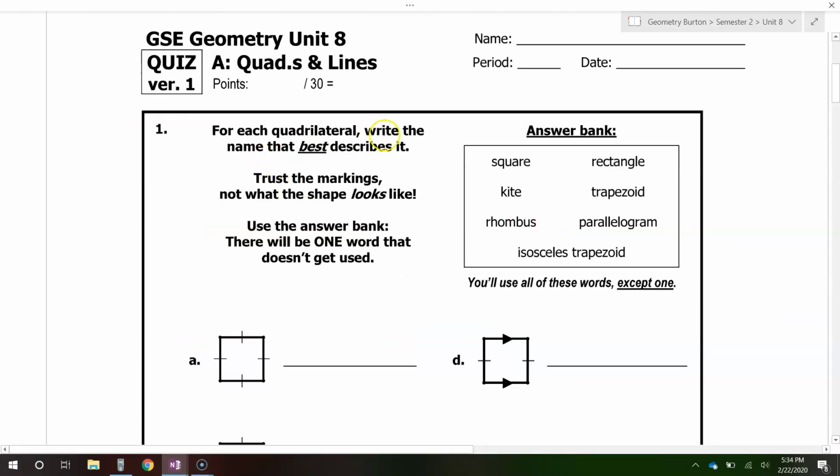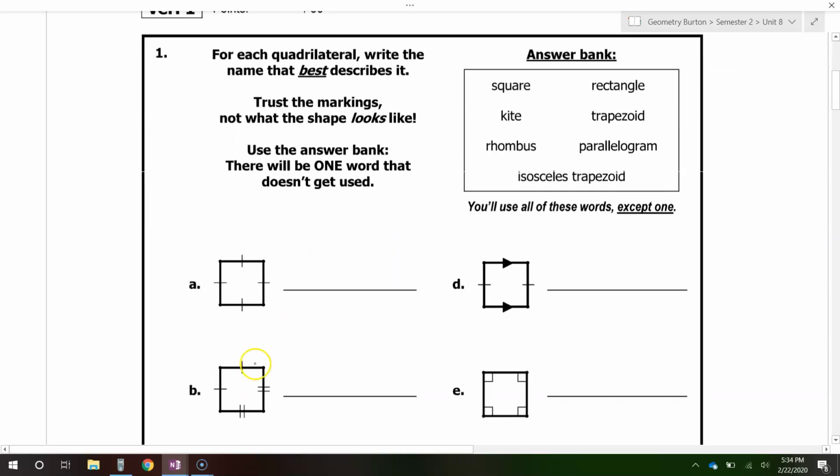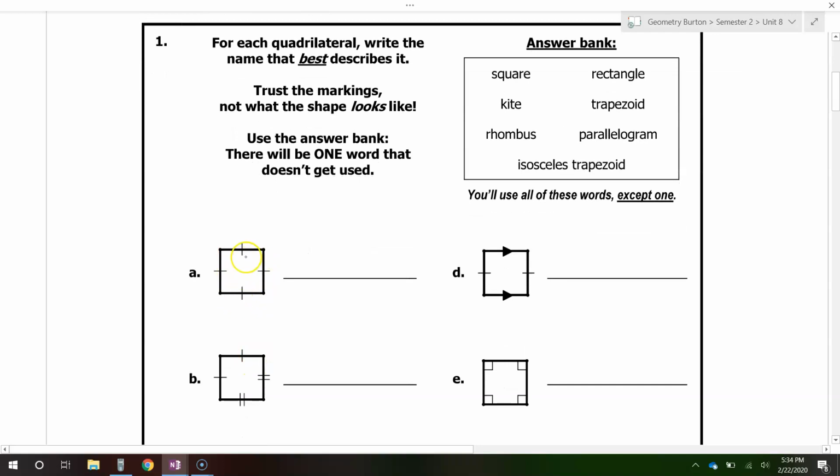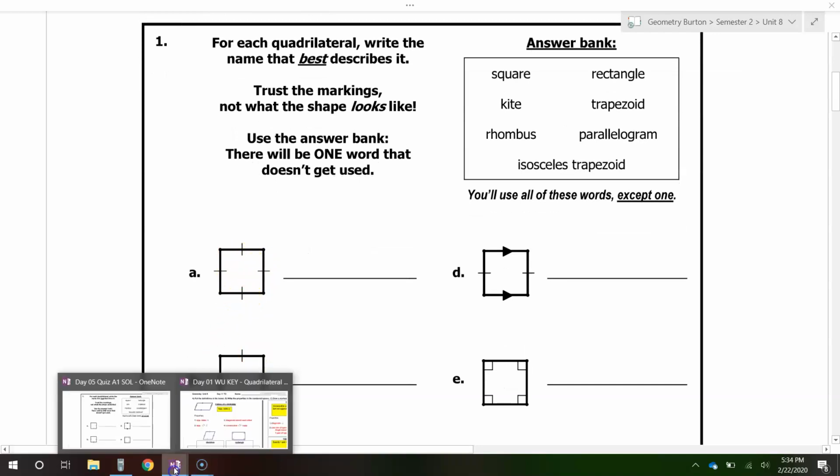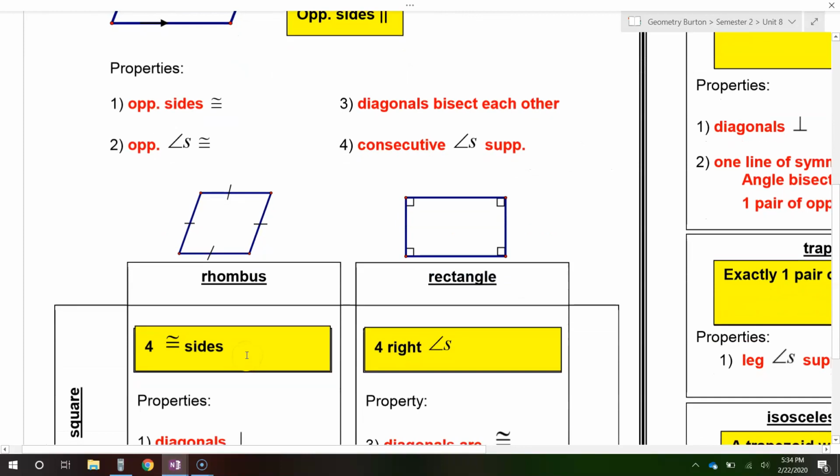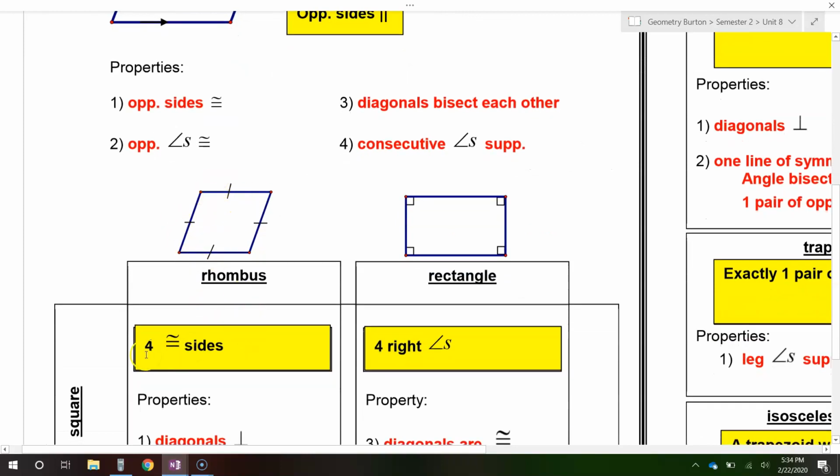Okay, for each quadrilateral, write the name that best describes it. Trust the markings, not what the shape looks like. Use the answer bank. There will be one word that doesn't get used. Okay, so the first one has all sides marked congruent. So we know that that is a rhombus. All right, a rhombus has 4 congruent sides.